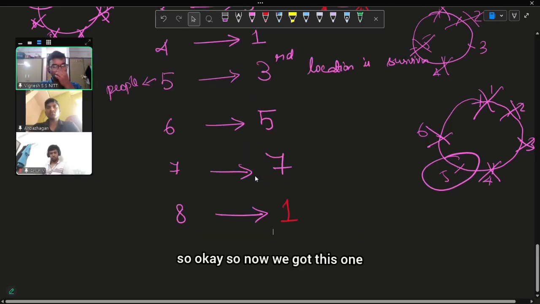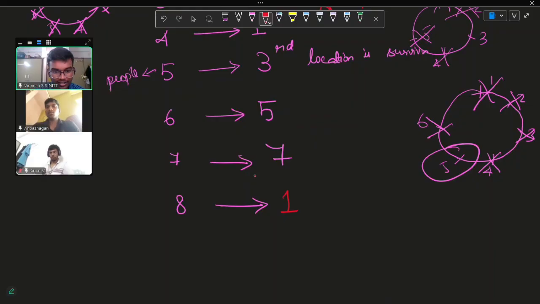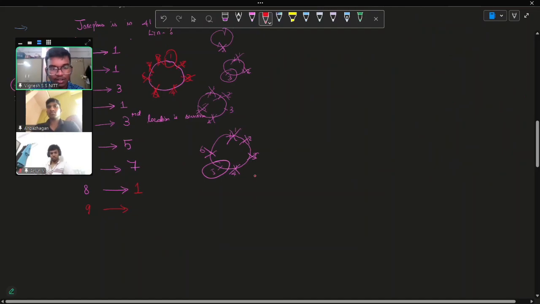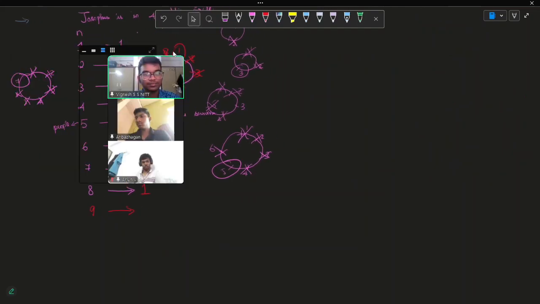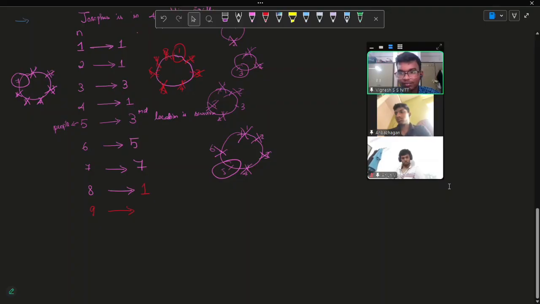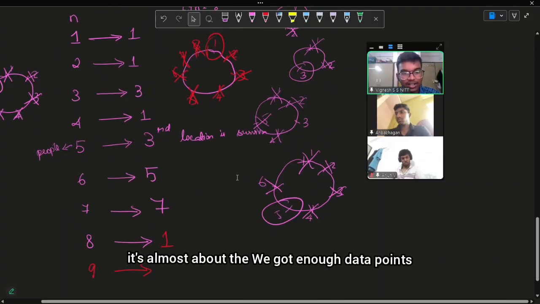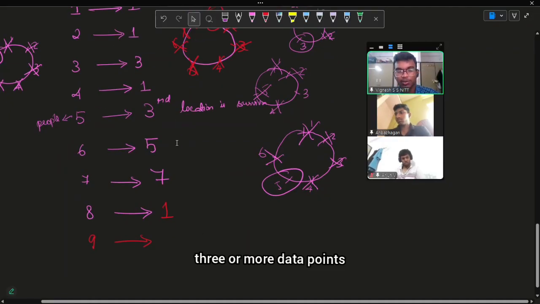Okay, so now we got this one. Can you guys guess what can be the answer for 9? What can come for 9? Any guesses? We have almost got enough data points. We'll get two or three more data points, and then we will find some logic.